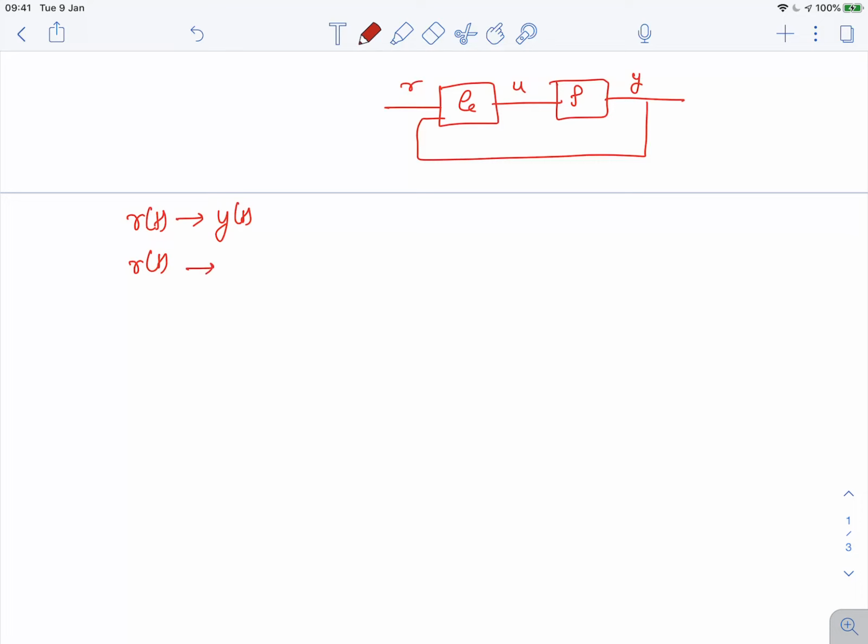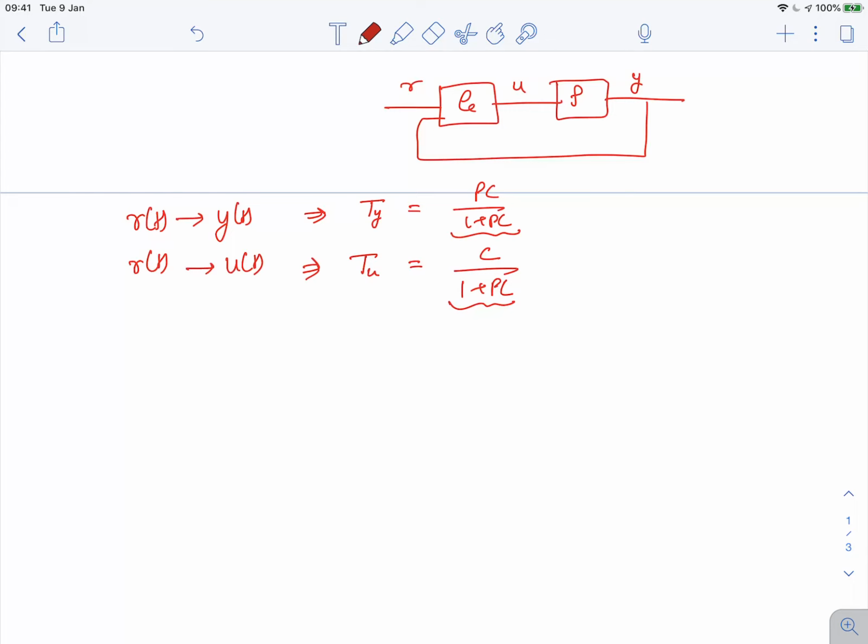how R of t would affect the signal U of t, because U is also governed by the closed loop system. So if I write the transfer function, let's call it T_y(s), for this particular system it is PC upon 1 plus PC, and if I call the transfer function of U with respect to R, we would have C over 1 plus PC. So this denominator part remains the same.